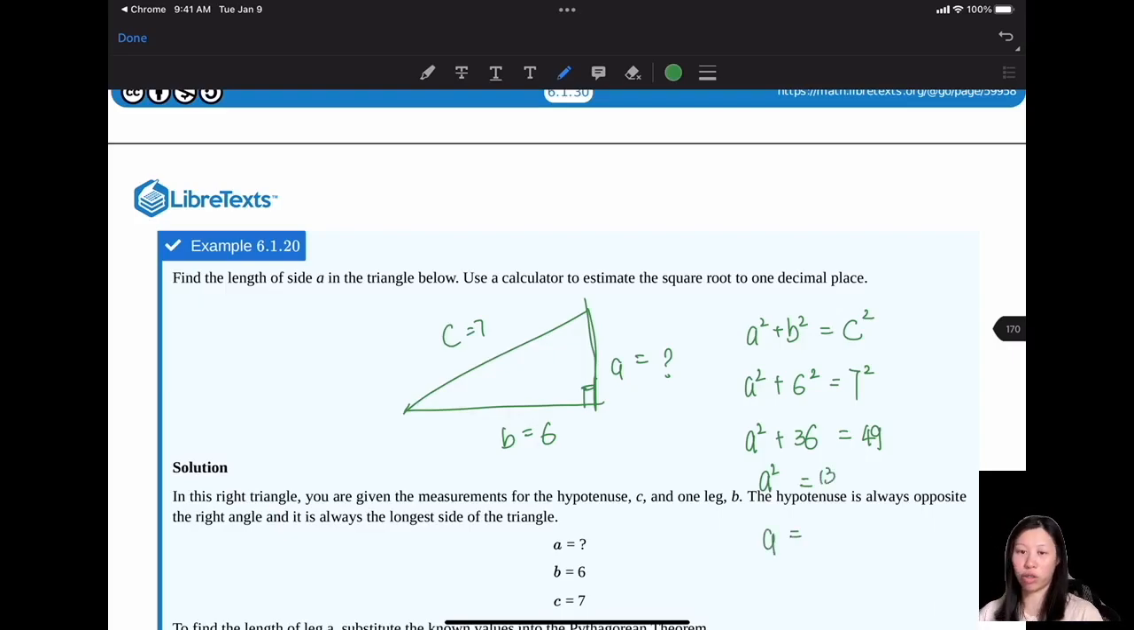So A equals, you take the square root on both sides, you will have positive or negative square root of 13. But since we're talking about the measurement of a length, that means we can drop the negative. So A equals square root of 13. You can use a calculator to find out what this equals. So on the calculator, you find the square root of 13. That should give you approximately 3.6.